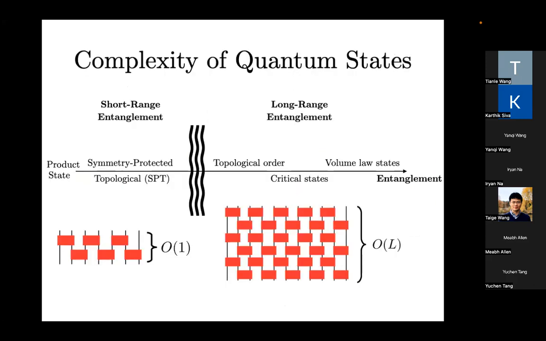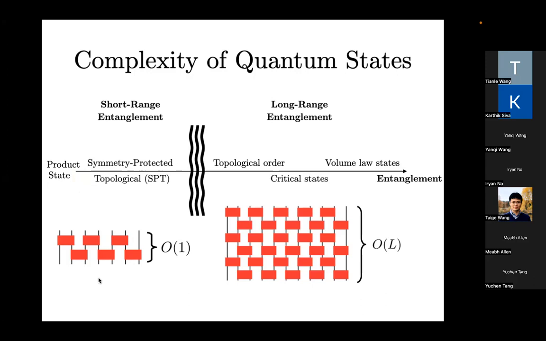And let me just set the stage by saying that there's a complexity of quantum states. Of course, you can always start with the product state, and that's the simplest state with no entanglement. You can try to increase entanglement and get more interesting states, such as symmetry protected topological states. Importantly, these states are easily prepared in the sense that you only need to apply a finite depth circuit or adiabatic evolution by a Hamiltonian for finite time to prepare them.